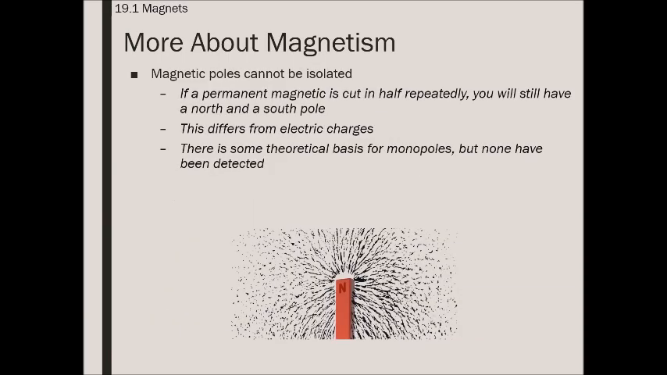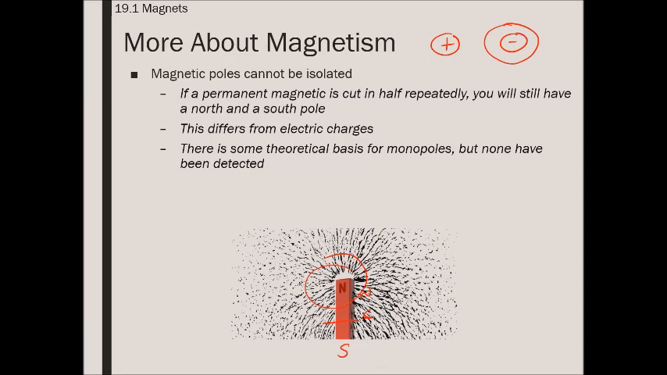So magnetic poles cannot be isolated. In a charge, we can have a positive charge or a negative charge, and we can isolate one from the other. However, we cannot isolate a single north or south pole. If we cut a magnet in half, we repeatedly get a north and a south pole. If we cut it in half, we get a north and a south pole again. We keep cutting it in half, and we always have a north and a south pole. We can never get to the point where we just have a north pole or just have a south pole.